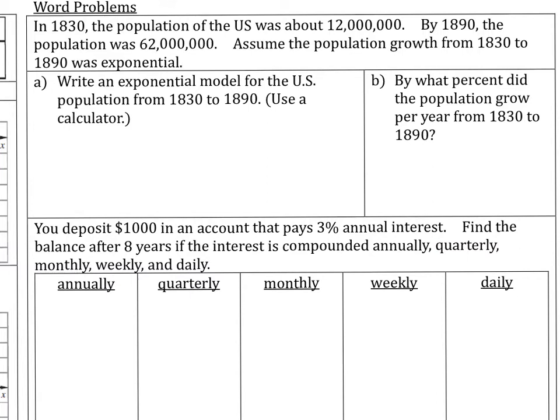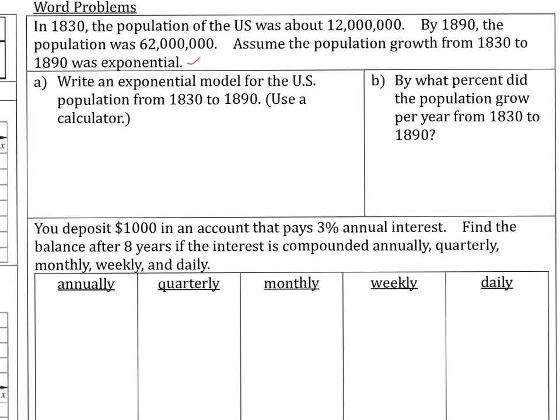Word problems. I'm going to show you a typical exponential growth modeled word problem. In 1830, the population of the U.S. was about 12 million. By 1890, the population was 62 million. Assume the population growth from 1830 to 1890 was exponential. So they tell you directly that you need to use the exponential function. Part A, write an exponential model for the U.S. population from 1830 to 1890.